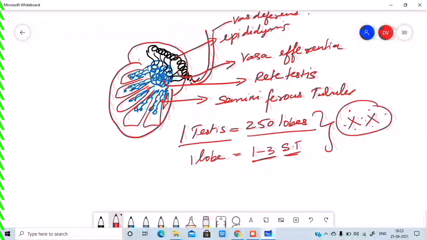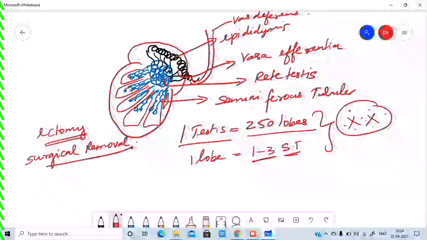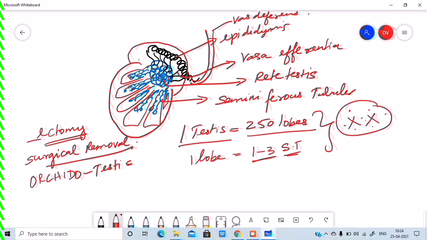Alright guys, now I am going to tell you some terminology. So it's time for terminology. So guys, know that the word ectomy means surgical removal. Surgical removal. Yes, so I already told you about cryptorchidism. Cryptorchidism is when the testis doesn't descend properly into the scrotum, because of deficiency in testosterone. So that is cryptorchidism, where the word orchido means the testis. Ectomy means surgical removal.